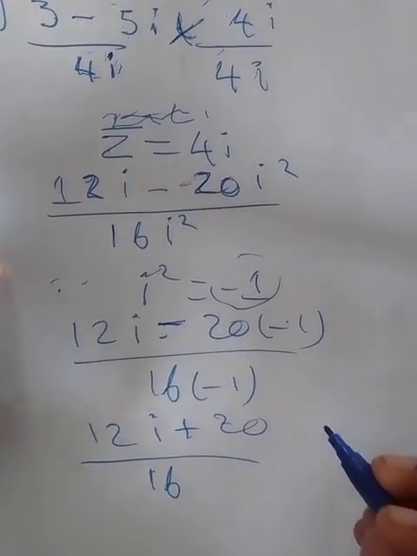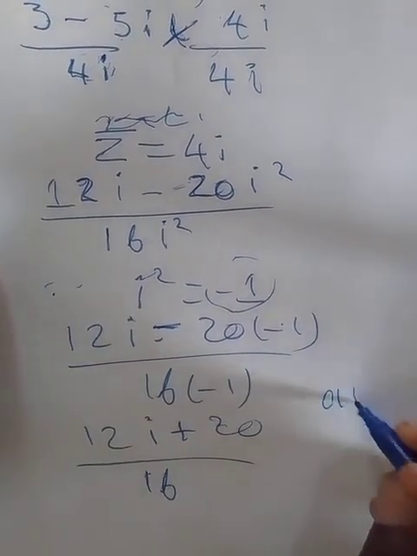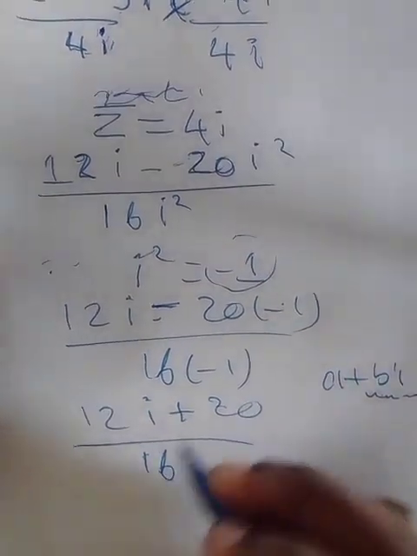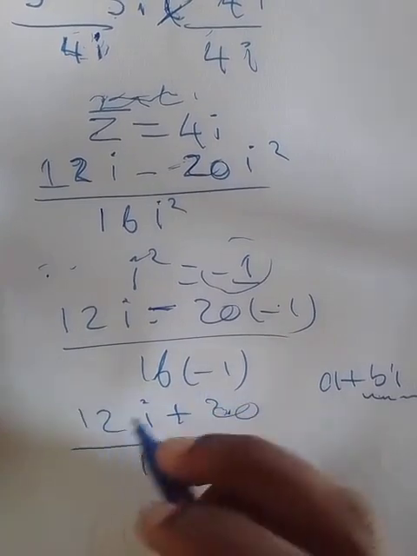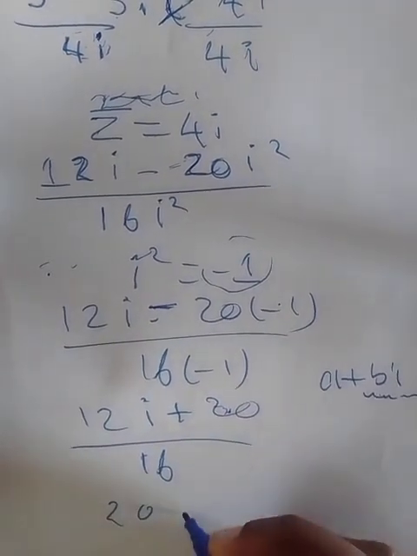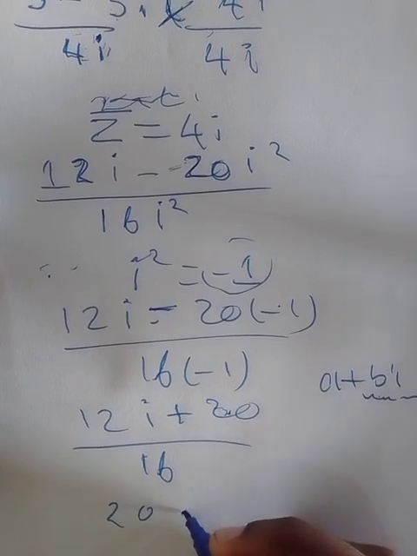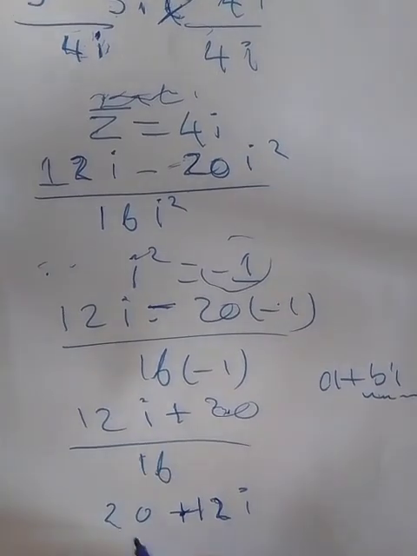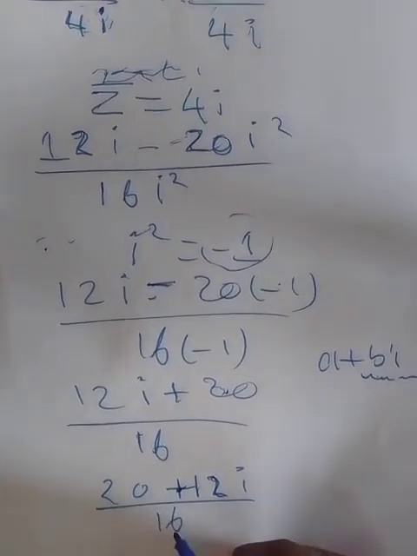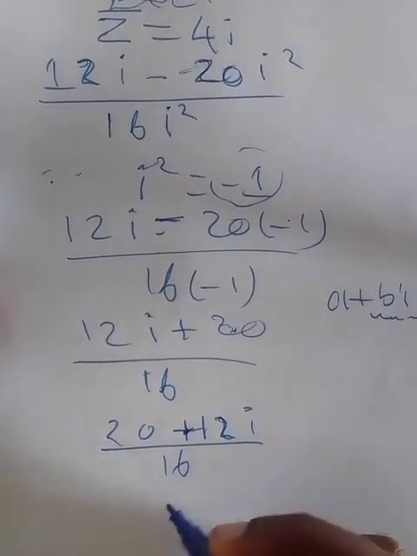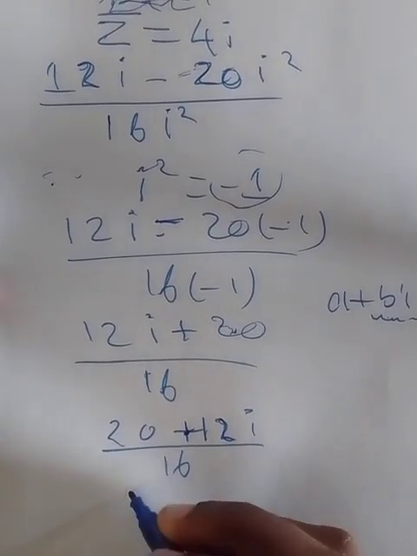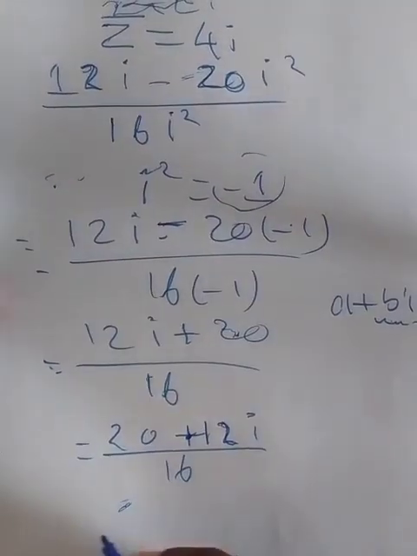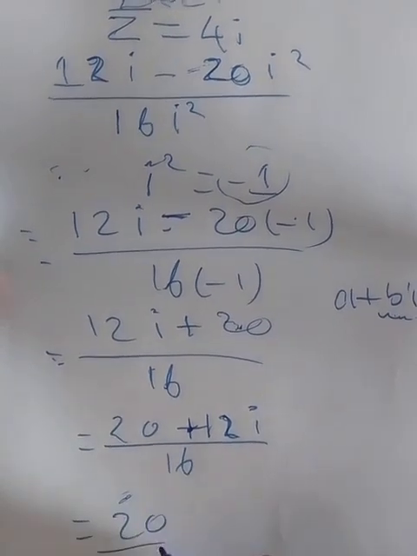The imaginary part should be on this side. So they're going to swap sides. This one is going to be a, and the 12i is going to be on the other side over 16. Okay, so now you're going to write in that form. You're going to split them, meaning that you're going to say 20 over 16 plus 12i over 16.